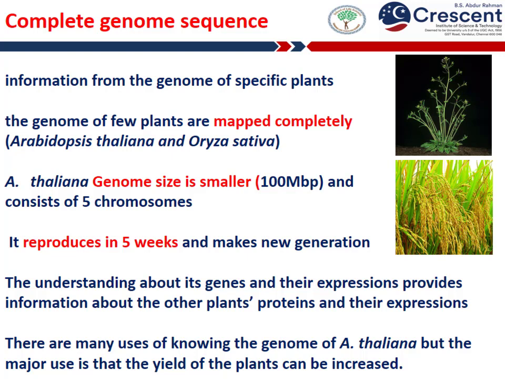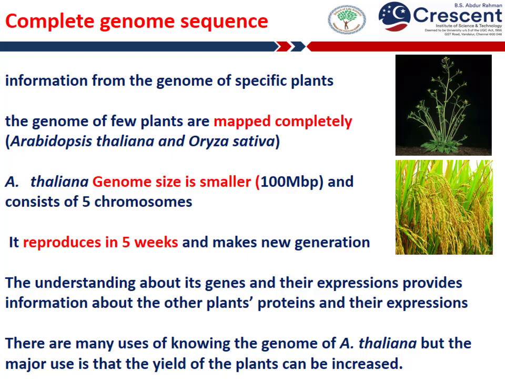Arabidopsis is a small plant which is found on the rocks. Researchers took interest in its genome because of its smaller genomic size and studied plant developmental processes. Its genome consists of 5 chromosomes and is 100 megabases in size. It reproduces within 5 weeks and makes the next generation. The understanding about its genes and their expressions provides information about other plants, proteins and their expressions.